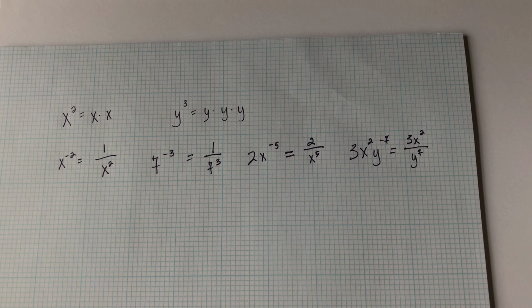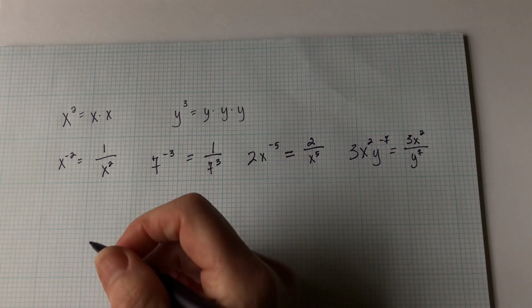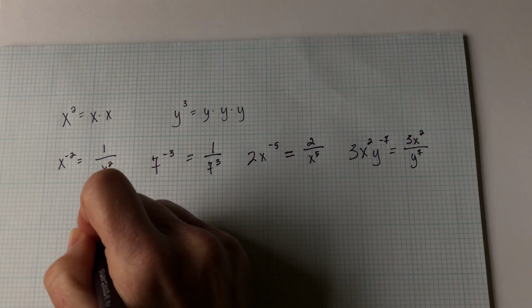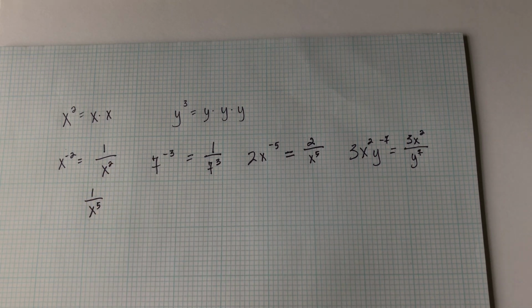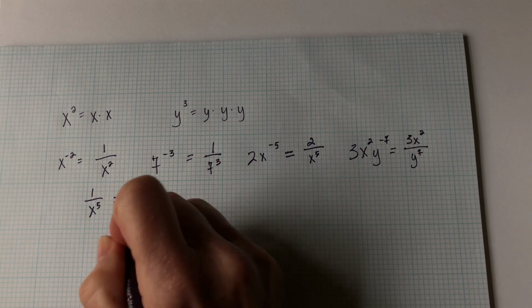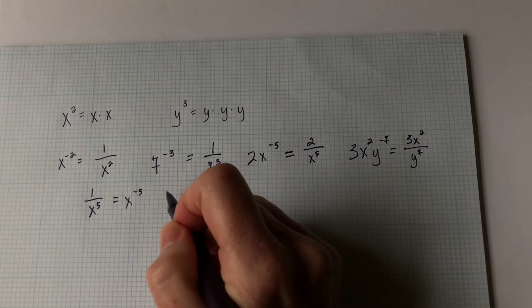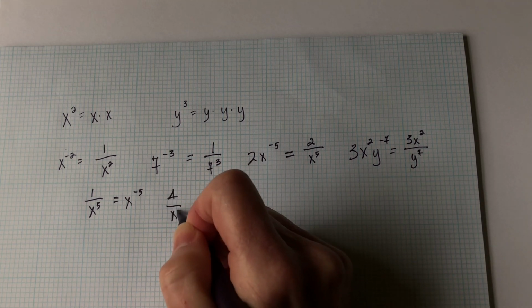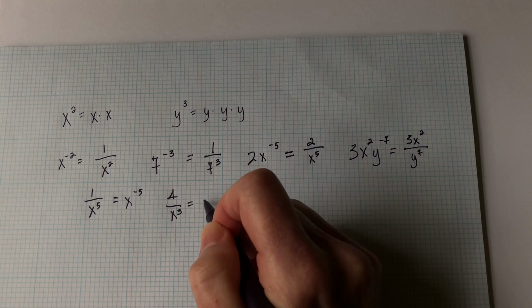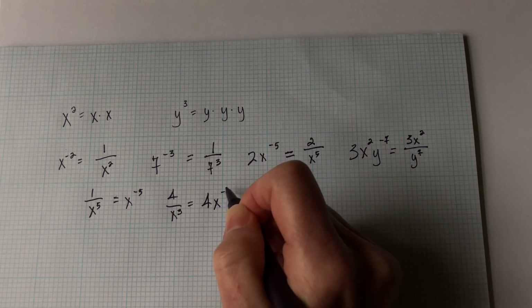You can rewrite expressions in the opposite direction as well. So 1 over x to the 5th would become x to the negative 5. And 4 over x cubed can be rewritten as 4x to the negative 3.